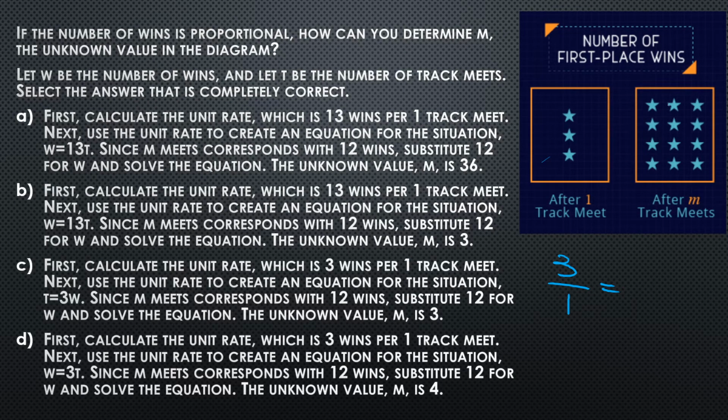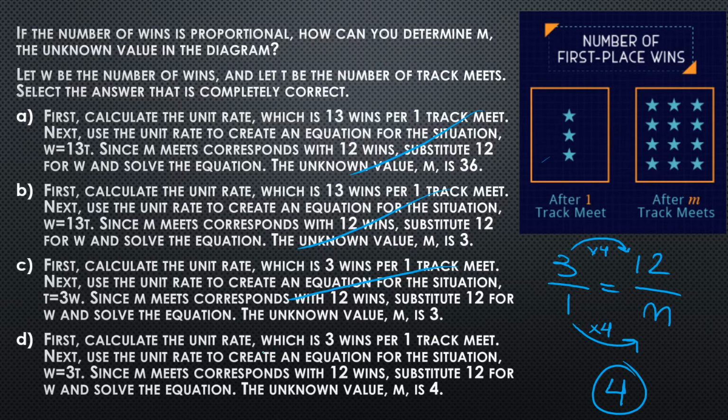Okay, and here I get 1, 2, 3, 4, 5, 6, 7, 8, 9, 10, 11, 12 wins, and this is m. So if I take 3 times what number gives me 12? 3 times 4 gives me 12, right? So 1 times 4 is just 4. So after 4 track meets, I can get 12 wins, which means that this right here is wrong, this one here is wrong, and this one here is wrong. So it looks like the unknown value m is 4.